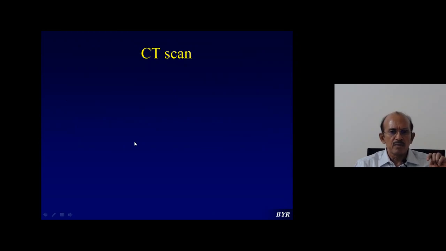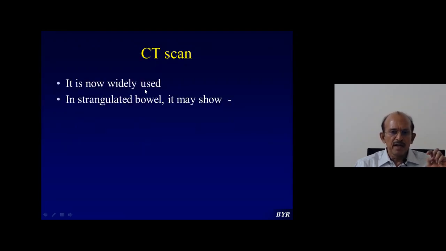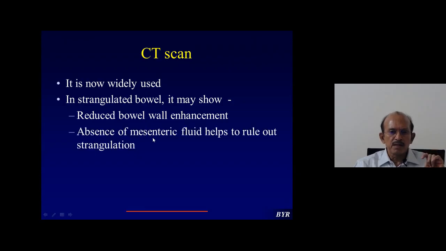CT scan is now widely used because it is helpful to make out strangulated obstruction. In strangulated bowel, it may show reduced bowel enhancement. Absence of mesenteric fluid helps to rule out strangulation. Of course, these I cannot explain much, and these are also not necessary for you, because you should know that CT scan is helpful. That's why I'm showing this slide to you here.